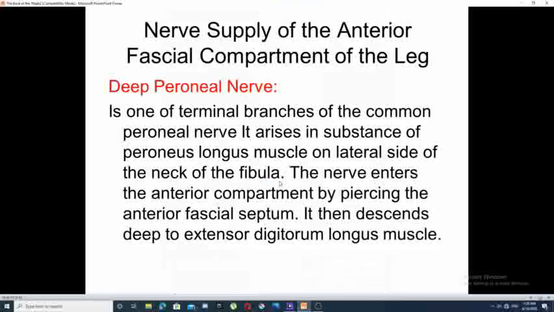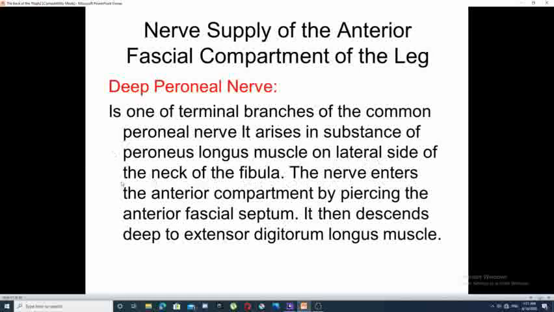Nerve supply of the anterior fascial compartment of the leg is the deep peroneal nerve. This is one of the terminal branches of the common peroneal nerve, and it arises in the substance of the peroneus longus muscle on the lateral side of the neck of the fibula.